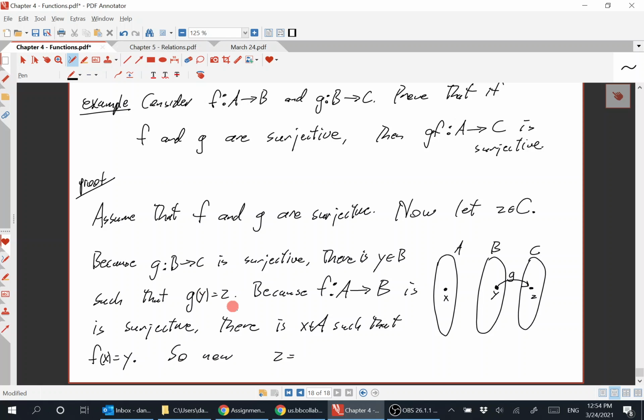So now Z, which is equal to G of Y, and Y is equal to F of X. Well, G of F of X is what? G of F of X is the definition of what?